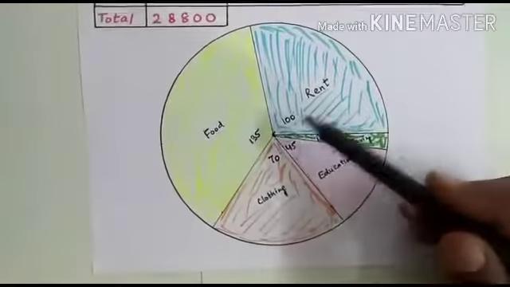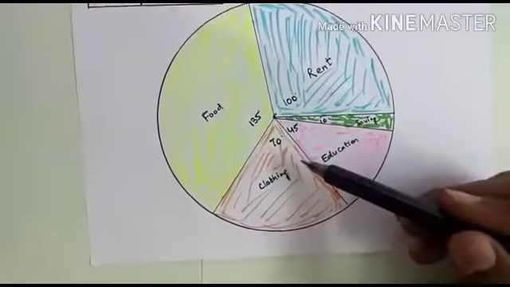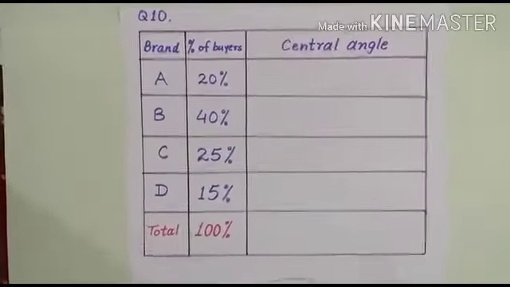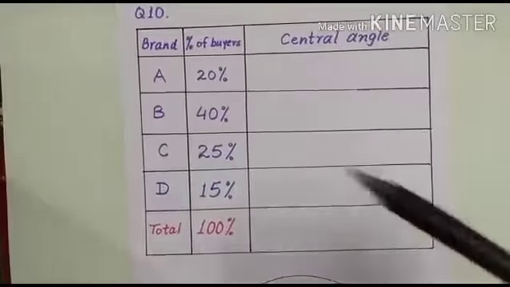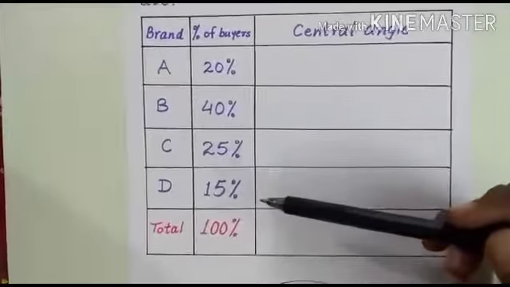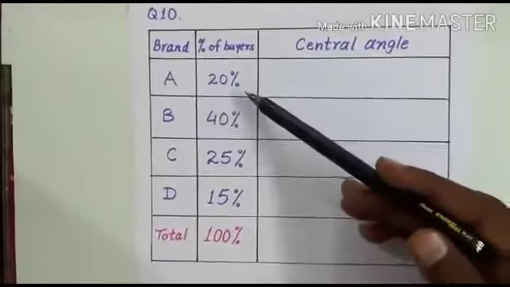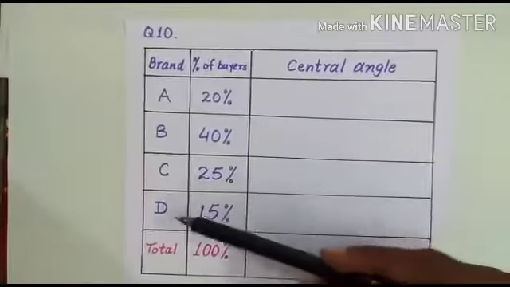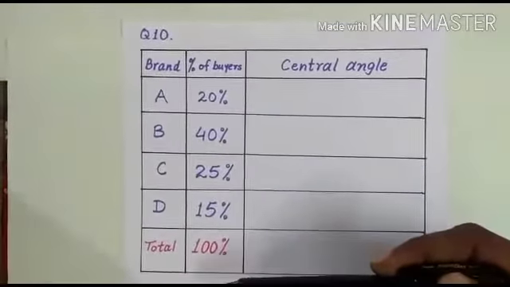This is how we made the pie chart for question number 1. Now I am telling you one more, question number 10. This question says this table shows the percentage of buyers of 4 different brands of bathing soaps. Brand A 20%, brand B 40%, brand C 25%, brand D 15%. The sum of all percentages is equal to 100%.